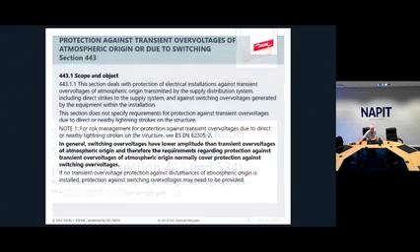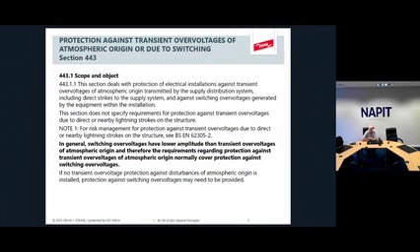So, looking at 443, this is the risk assessment now in the 18th edition, and there's a couple of main characteristics and changes here. And the first one is that this section is no longer just about lightning, as it was in the 17th. We're going to be looking at transient overvoltages within the installation, those surges generated by the equipment within the installation itself.